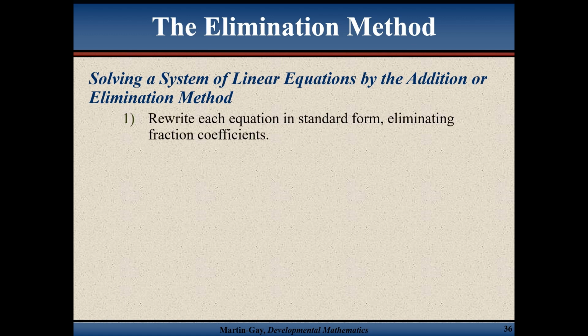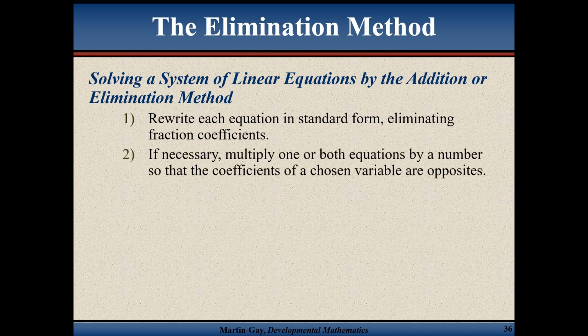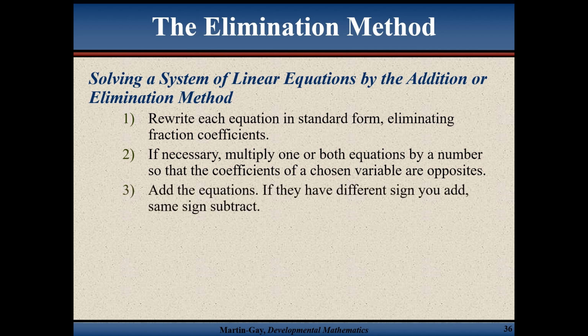So solving this, remember we write each equation in standard form, eliminate the fraction coefficient. If necessary, multiply one or both equations by a number so that the coefficients of the variable you chose are the same number or opposite. And then you add the equations. If they have different signs, you add. Same sign, you subtract. That is when you're eliminating.